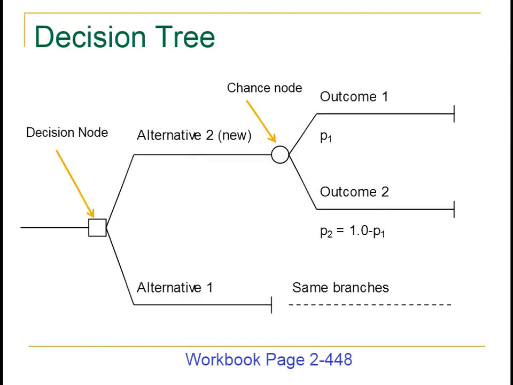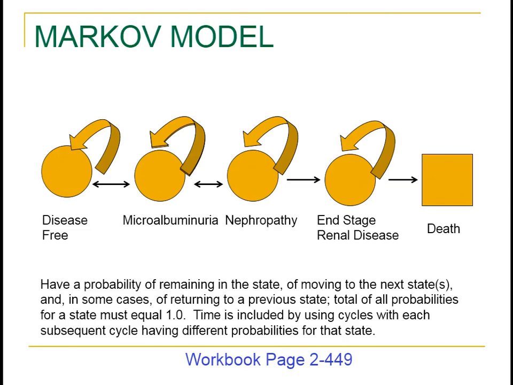The Markov model: the decision tree is linear and not as realistic as the Markov model. The Markov model includes the concept of time and disease states within that time period. And rather than being linear and just going one direction, you can stay in the state, you can move forward, and in some cases you can go back into a previous state. All of these aspects, their probabilities need to add to 1, just as they do in the decision tree.